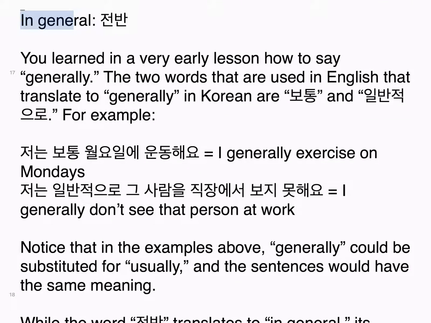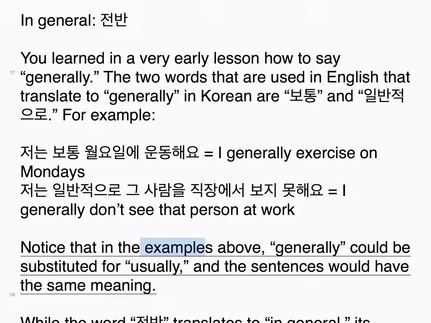In general, 전반. You learned in a very early lesson how to say generally. The two words that are used in English that translate to generally in Korean are 보통 and 일반적으로. For example, 저는 보통 월요일에 운동해요. I generally exercise on Mondays. 저는 일반적으로 그 사람을 직장에서 보지 못해요. I generally don't see that person at work.